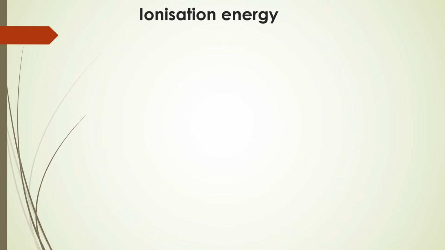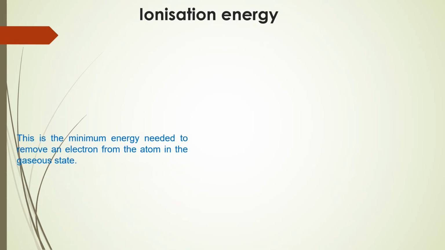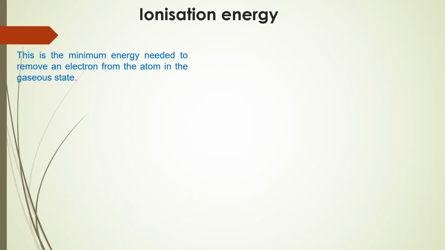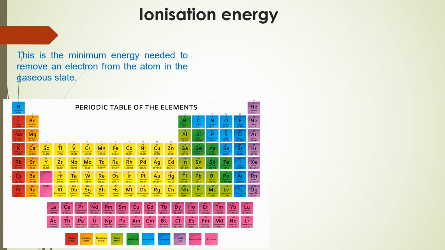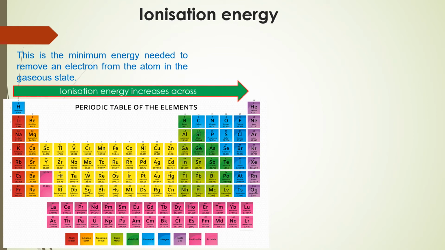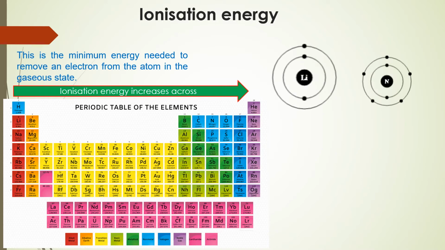The fourth trend in the periodic table is called the ionization energy. This is the minimum energy required to remove an electron from an atom in the gaseous state. Now, the kind of atom that loses electrons are metals. Metals lose electrons. So when we're looking at the trend in the periodic table, going across the periodic table, the ionization energy is increasing.